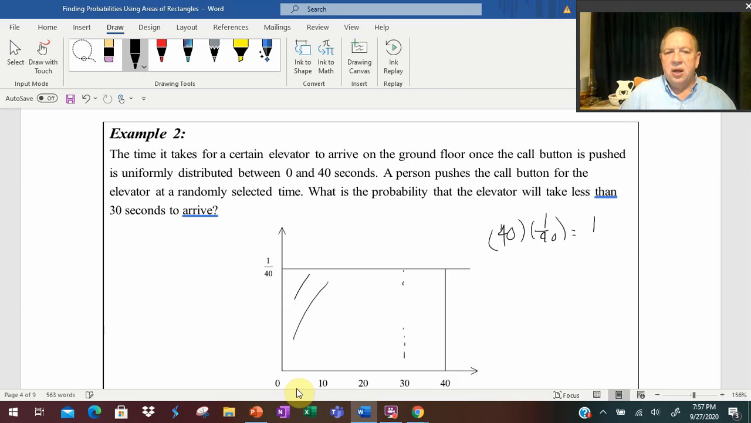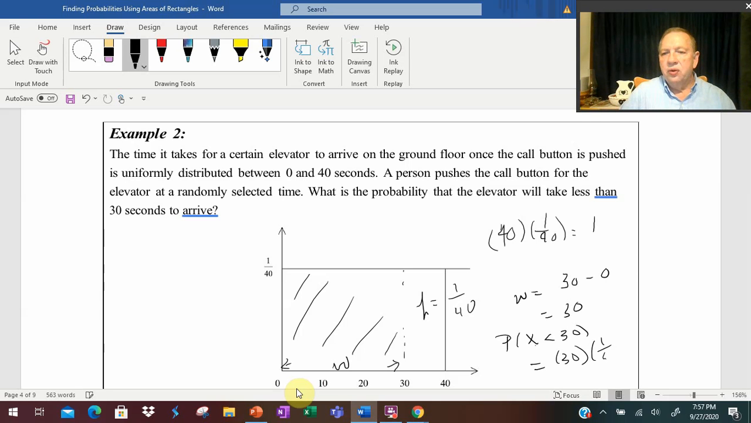And what we need to do is calculate the area over on the side. Okay, so now the height is still 1 over 40, but the width, this in here, between here and here, is 30 minus 0 is 30, okay? So the area in here, or the probability that x is less than 30, is equal to 30 times 1 over 40 is equal to 3/4 or 0.75. That just happens to work out, very nice.